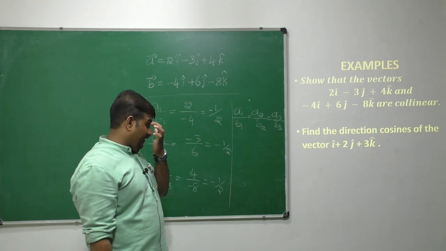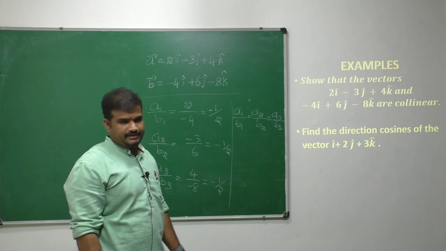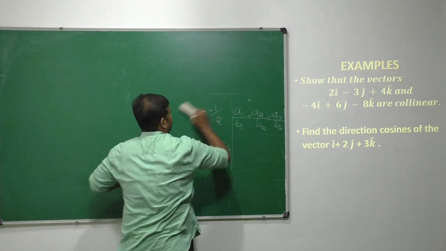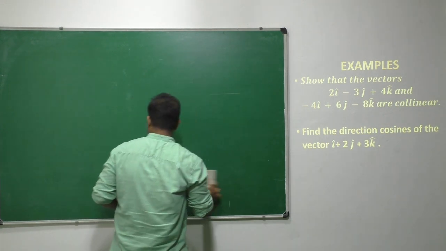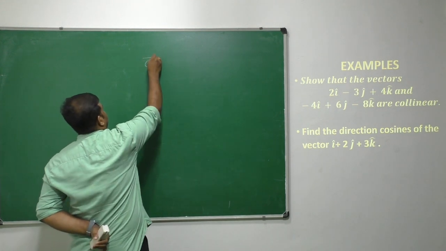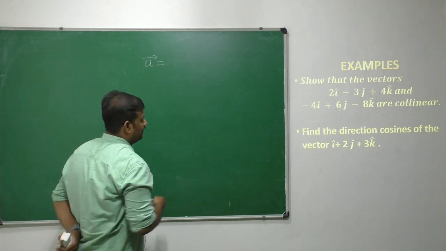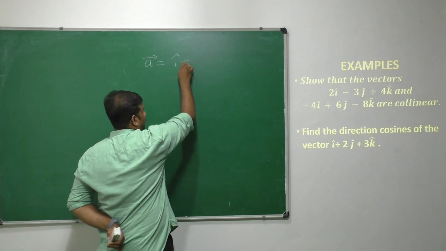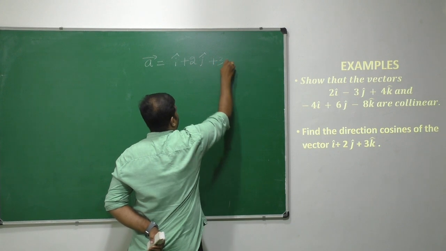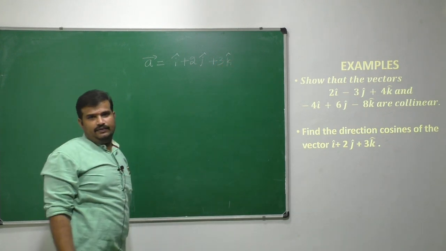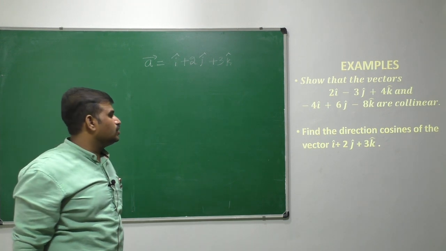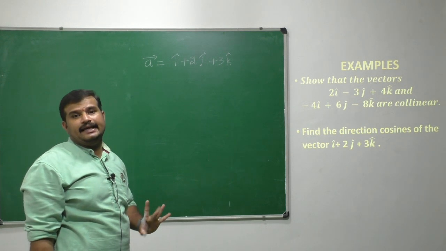The next problem is to find the direction cosines of the vector. The vector is given as, let me take the vector as some vector A. Once again I am taking vector A is equal to the given vector, I cap plus 2j cap plus 3k cap. This is the given vector. Find the direction cosines, that is what they call L, M and N.